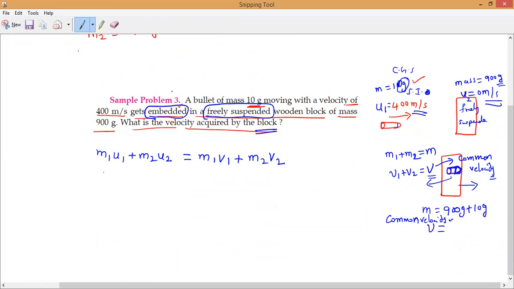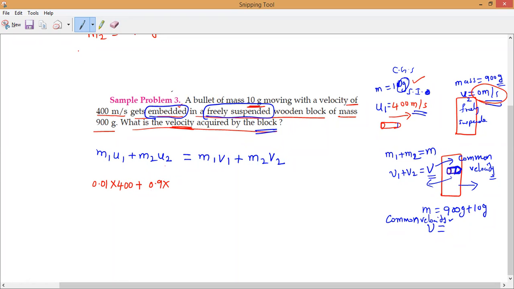M1 is equal to 0.01 kg. Units you can remove, no need of units, just substitute the values. We want to find the velocity acquired by the body. So M1 into initial velocity, 400, plus M2, which is 0.9, into U2, is equal to how much?